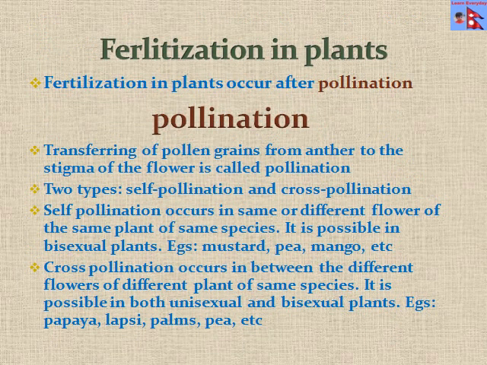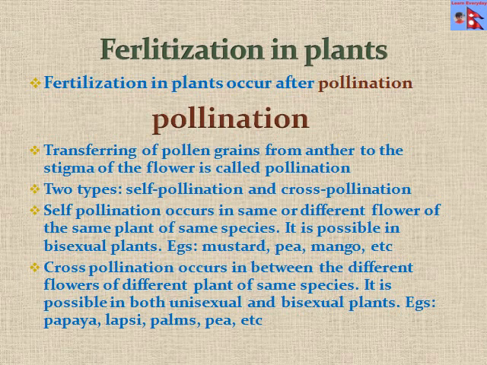Now let's discuss fertilization in plants. Fertilization in plants starts with pollination. Pollination is the process of transferring pollen grains from the anther to the stigma of the flower. Here the anther is the male part and the stigma is the female part in the plant.